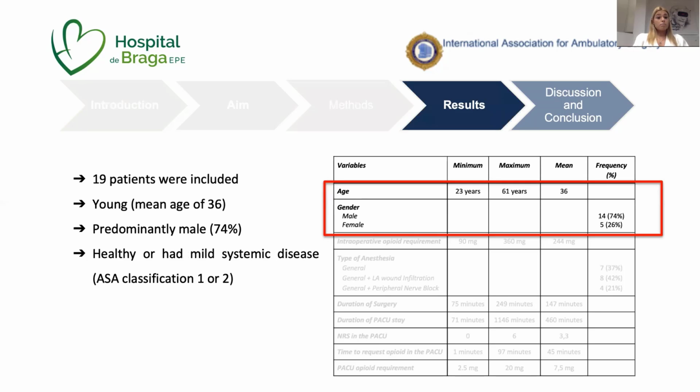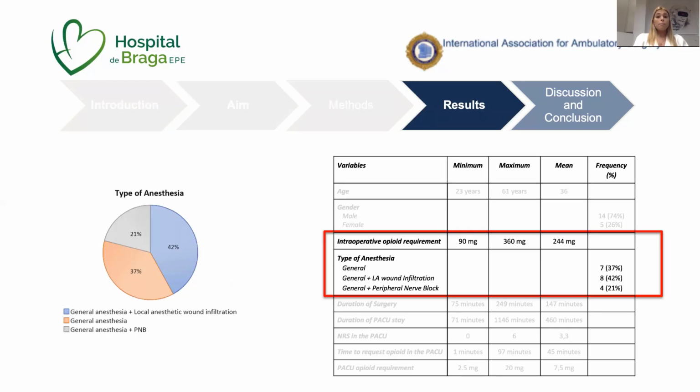In total, 19 patients were included. Most of our patients were young, with a mean age of 36 years old, predominantly male, 74%, and were healthy or had mild systemic diseases. The majority of our patients were submitted to general anesthesia or general anesthesia plus wound infiltration with 20 milliliters of 0.75% ropivacaine. The intraoperative mean IV morphine equivalence administered was 245 milligrams.